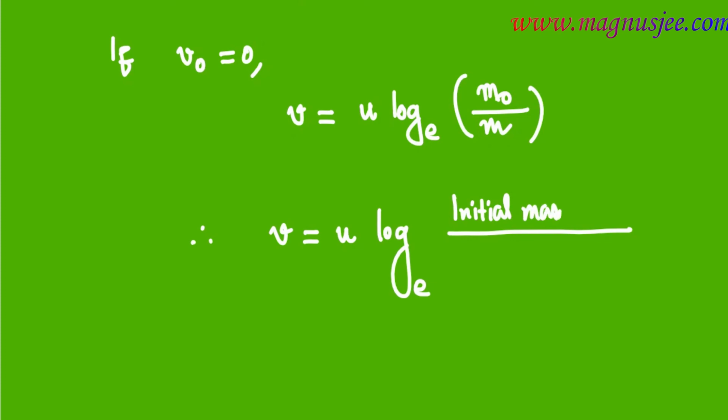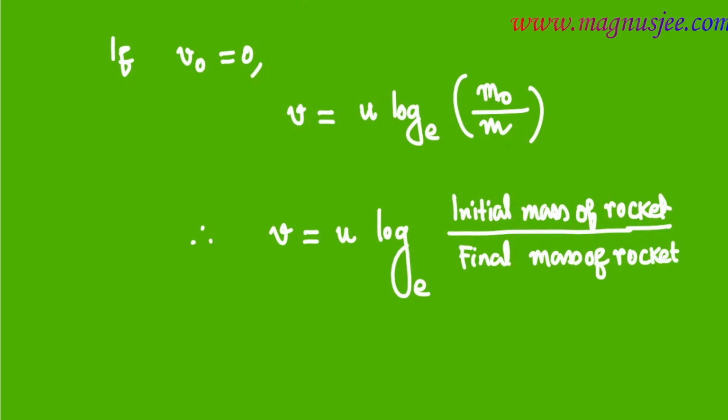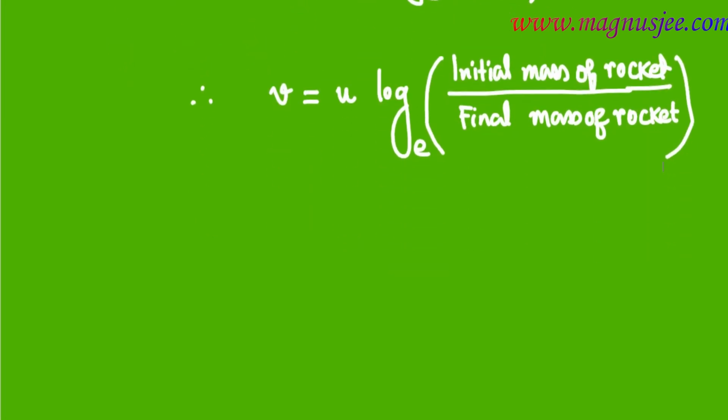Here the initial mass is greater than the final mass of the rocket because exhaust gases are ejected from the rocket and the mass of the rocket decreases to m from m0. That is the final formula for the final velocity of the rocket, v equal u log base e m0 by m.